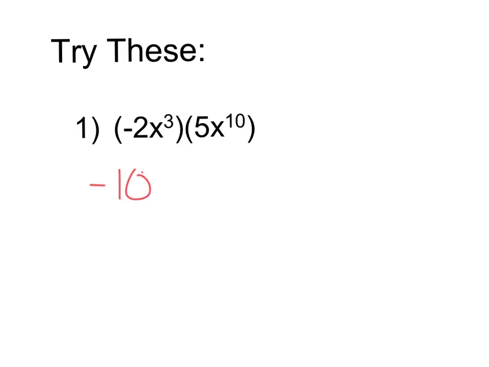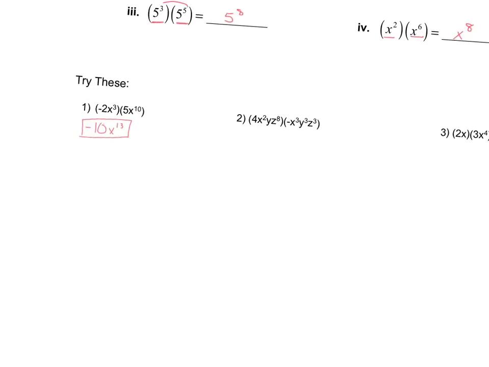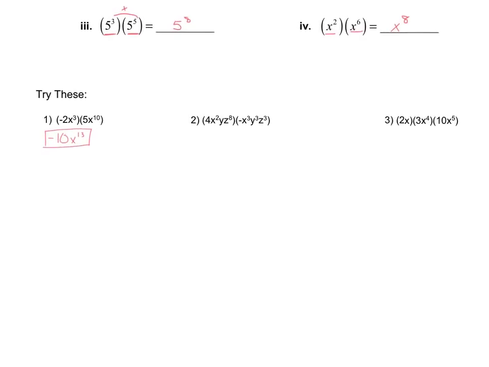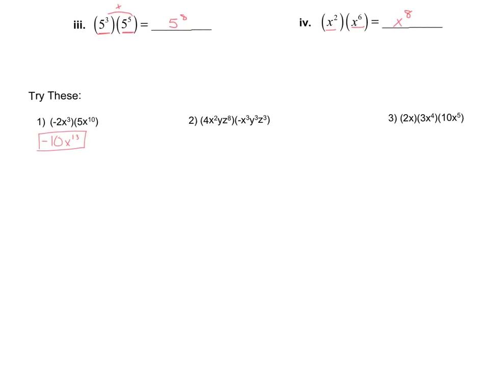Then I apply my exponent rules to my variables. So I have 3 x's here, 10 more x's here. That should make 13 x's, so x to the 13th power. You can see that we do not have the same rules for our coefficients as we do for our exponents. So at this point, I want you to go ahead and pause the video to do the other 2 try these problems. And then when you are ready to go through the other 2, you can go ahead and unpause the video.